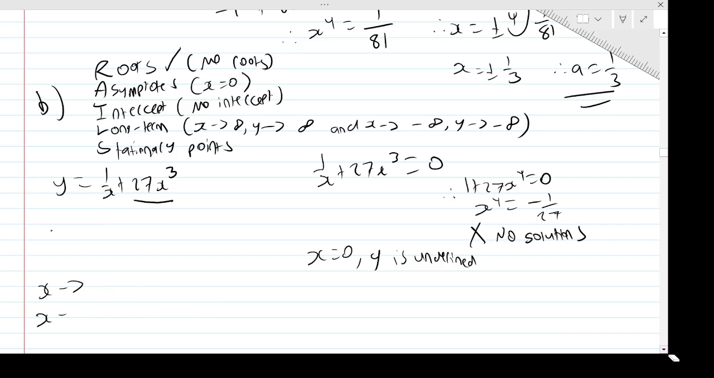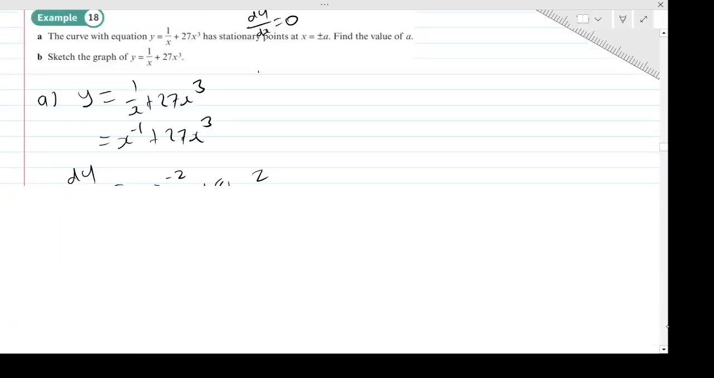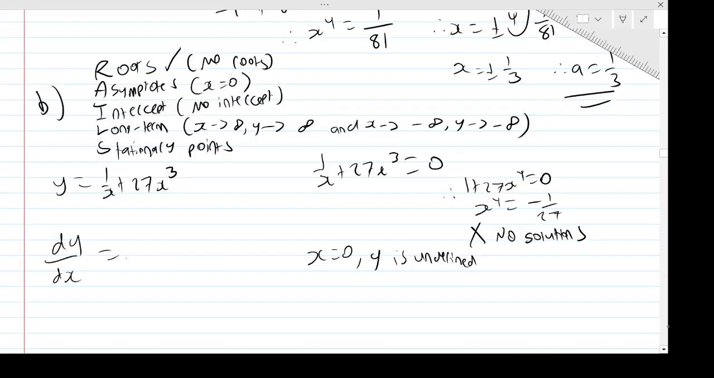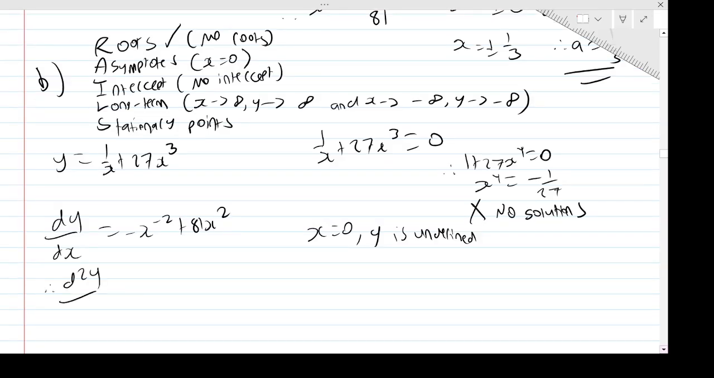So, we know that dy/dx, if I recall, from part A, was minus x to the minus 2, add 81x squared. So we're going to differentiate again, right? So then d squared y over dx squared, that's going to be plus 2. So minus of minus 2 would be plus 2, x to the minus 3. And then 81 times 2 would be 162, and just x, okay? And that's my second derivative.